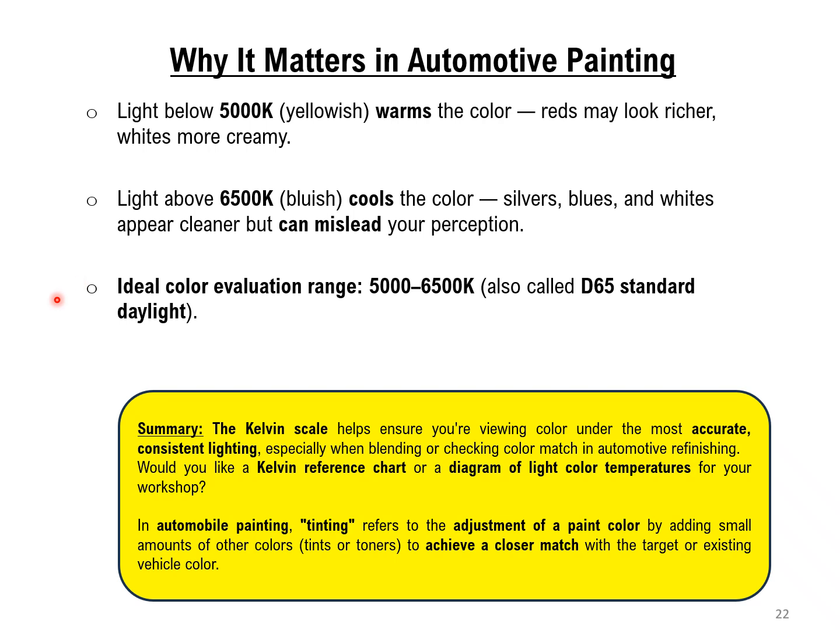Ideal color evaluation range is between 5000 to 6500 Kelvin, also called D65 standard daylight. Summary: the Kelvin scale helps ensure you are viewing color under the most accurate, consistent lighting, especially when blending or checking color match in automotive refinishing.